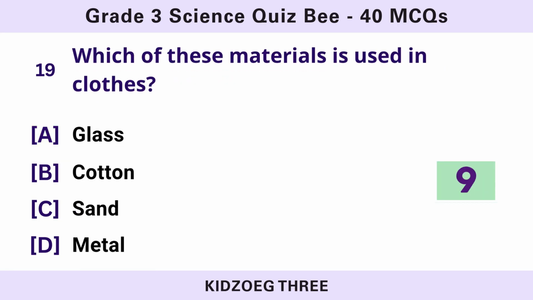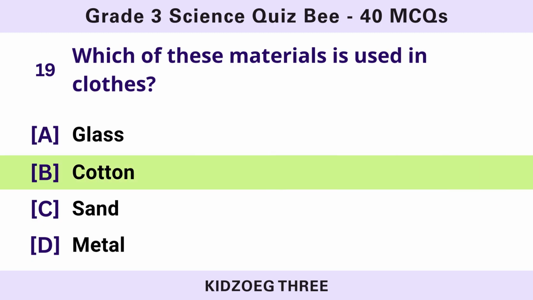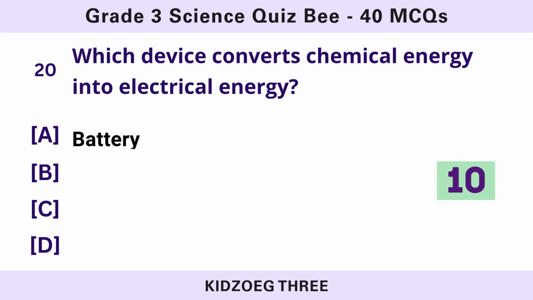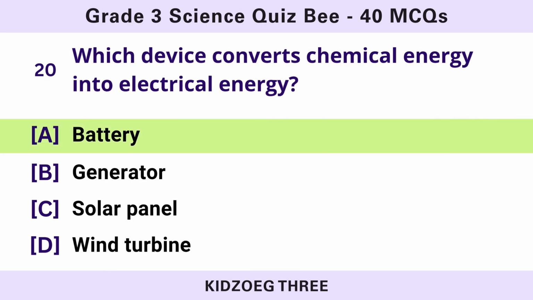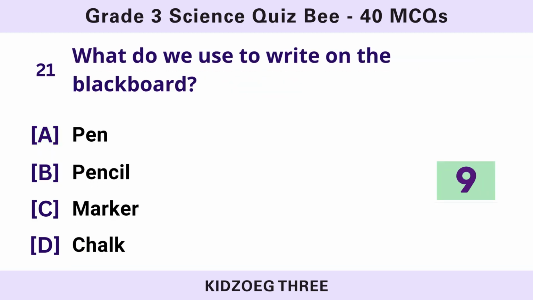Which of these materials is used in clothes? Cotton. Which device converts chemical energy into electrical energy? Battery. What do we use to write on the blackboard? Chalk.